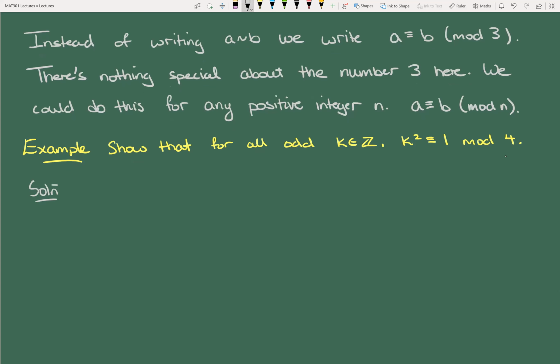So, solution. If we want to write down an odd integer, the way we often do that is to write it as 2k plus 1 for some other integer k. Well, I've already used k, so let's use a different thing. So let k be an odd integer.